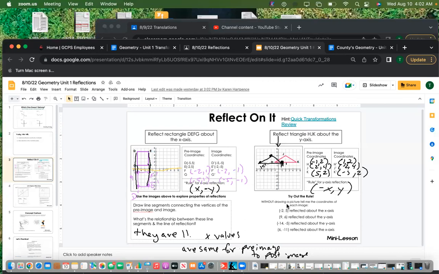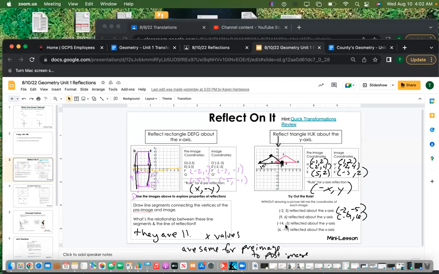So without drawing a picture, tell me the coordinates of each image. Take a second, pause the video, and try those 4, reflecting about the x and the y-axis. Okay, looking at this first one, it says reflect about the x-axis, and we learned this rule, so we're changing the sign of the y value, which is going to be -5. For this one, we're reflecting on the y-axis, so we're going to change our x value. It's going to be -9, 6.